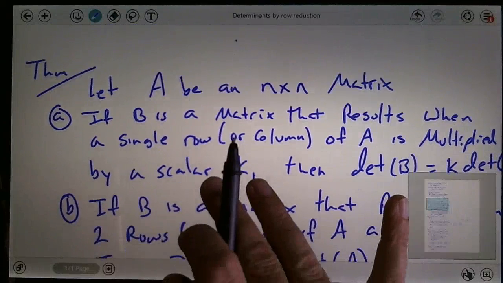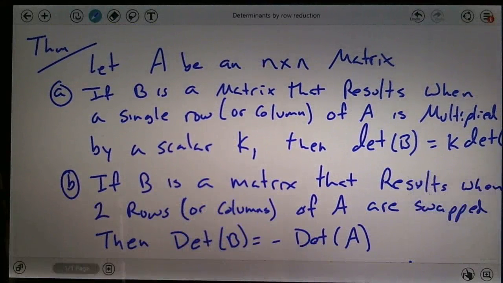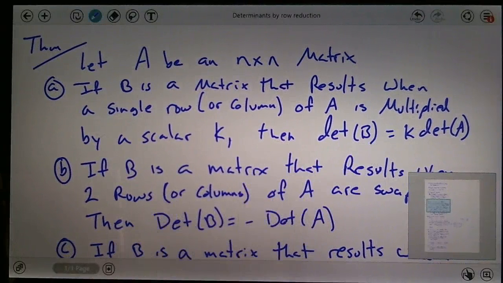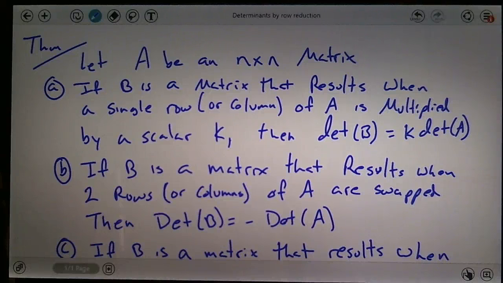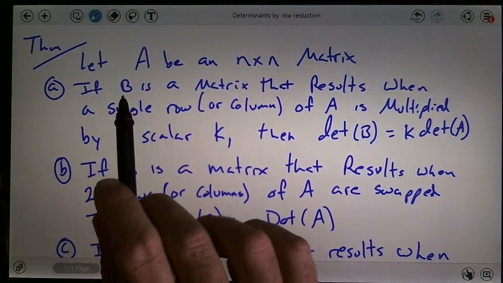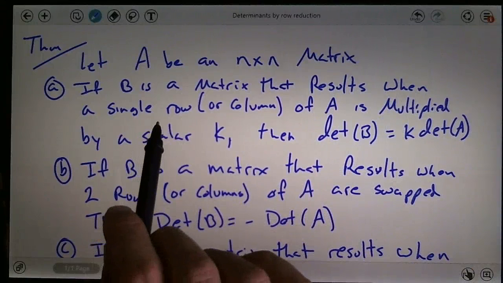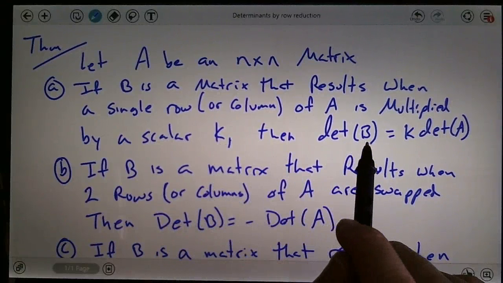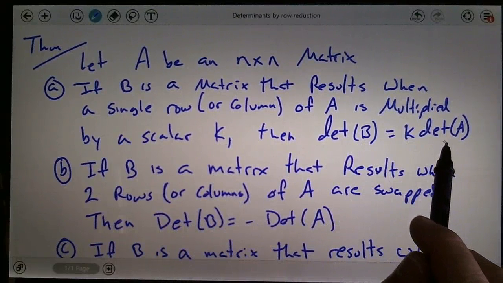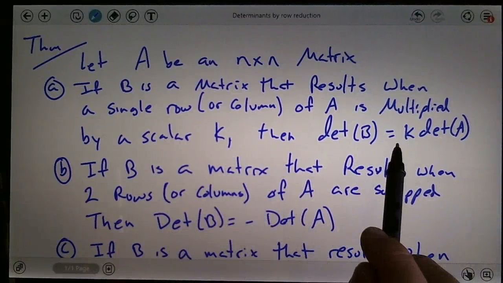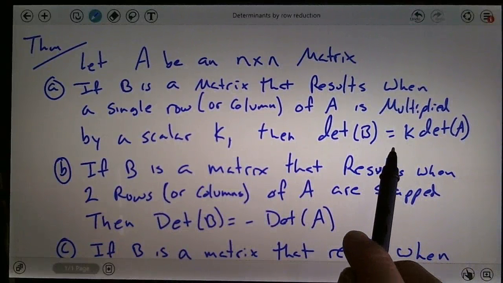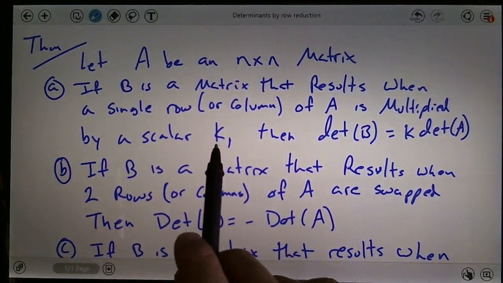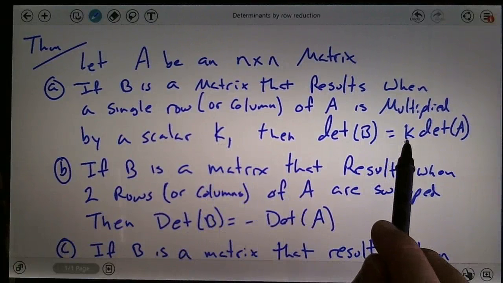So here we go. Next, theorem. Let A be an n by n matrix. All right, so this is looking at what the effect of row operations has on the determinant. So 1, if B is a matrix that results when a single row or column of A is multiplied by a scalar k, then the determinant of B is k times the determinant of A. The proof of this is actually in the textbook, so I will not give it here. The thing is, if you multiply just a single row of A by a scalar k, then the determinant gets multiplied by that same scalar k.